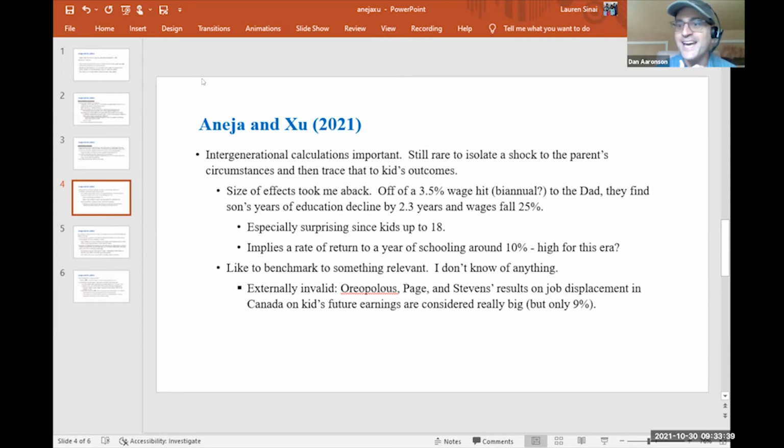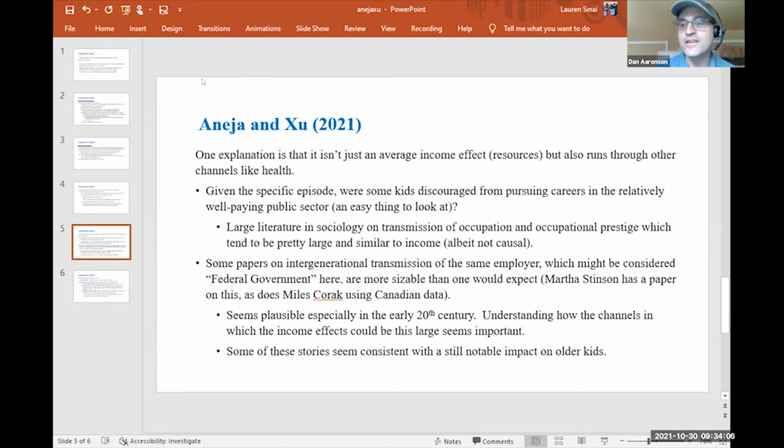So this thing had a gigantic effect on this particular generation, and this is including kids up to the age of 18. I would have thought that kids who were 16, 17, 18 probably wouldn't be impacted that much by their dads, but they're all lumped in here. So that gives you an even better idea of how big these actual effects are. So why are they so big is, I think, a really important question.